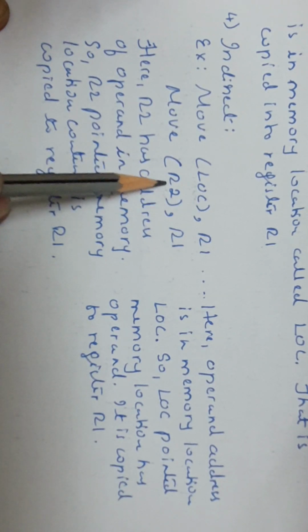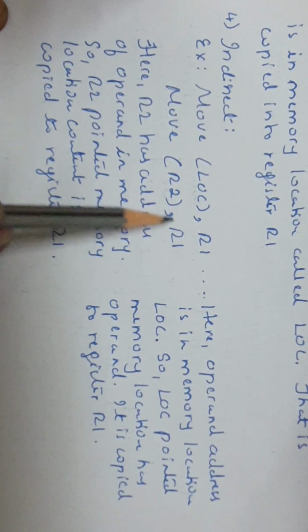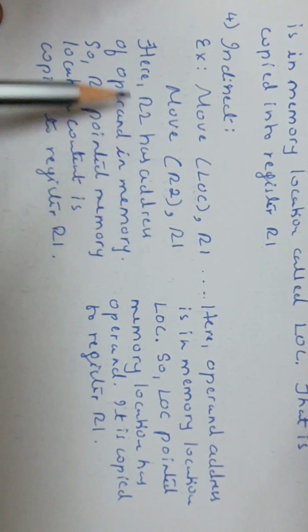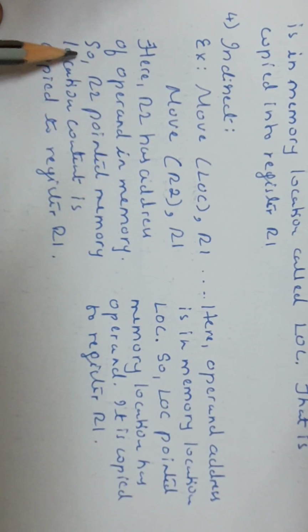So this bracket indicates this register pointed memory location, that memory location content is copied to R1. Here R2 has the address of the operand in memory. So the R2 pointed memory location content is copied to register R1.